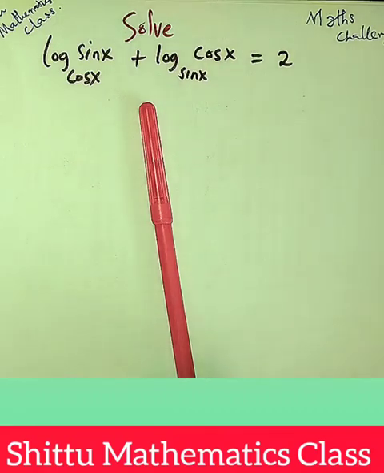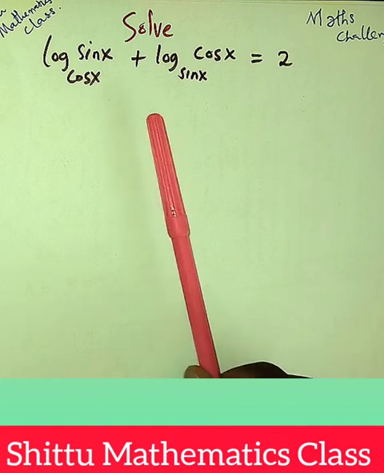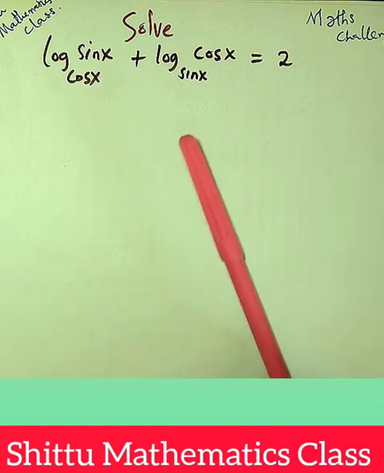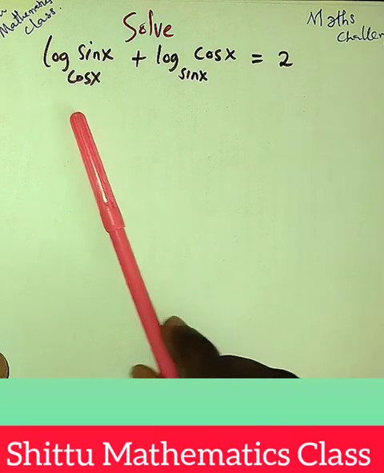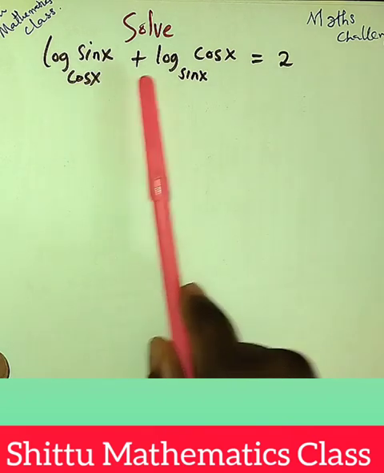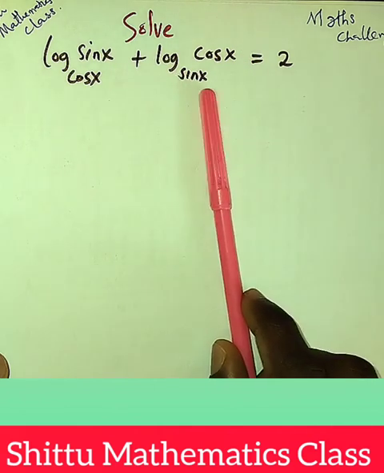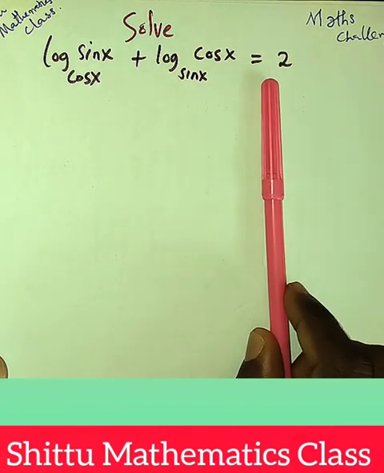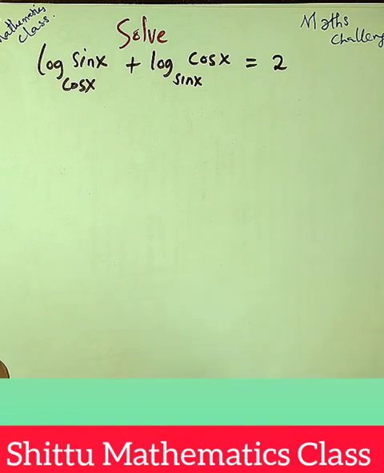In today's tutorial, we are going to be looking at this challenging mathematics question. We have the question: log sine x to base cos x plus log cos x to base sine x equals 2. So we want to solve this problem. What are we going to do? I would like you to stay focused and see what we are going to do.